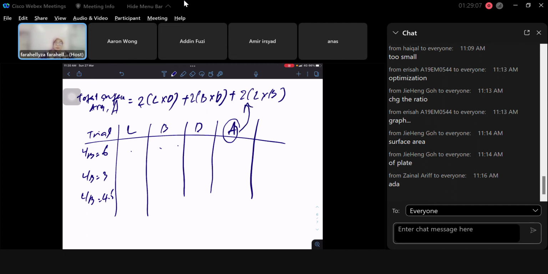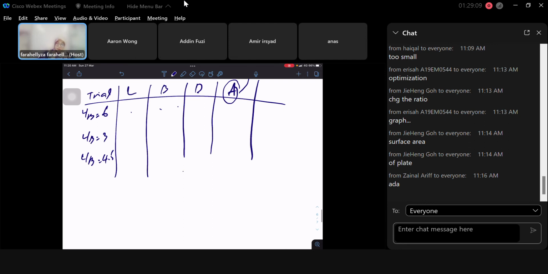Okay, when you have this table, then you can plot a graph. So L upon B, or maybe you can also put a length, L upon B or L, doesn't matter, whichever. And this is area, the surface area. So we said just now, bigger surface area means bigger cost. Okay, maybe you will have some graph like this. So bigger L upon B, bigger A.